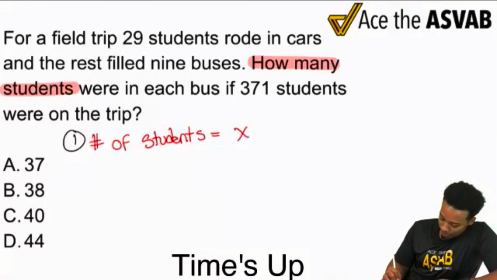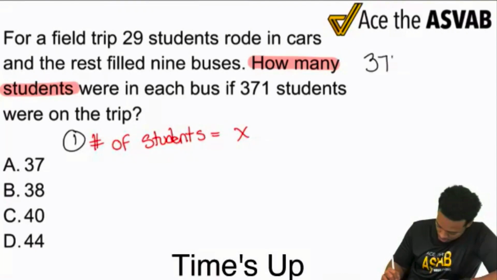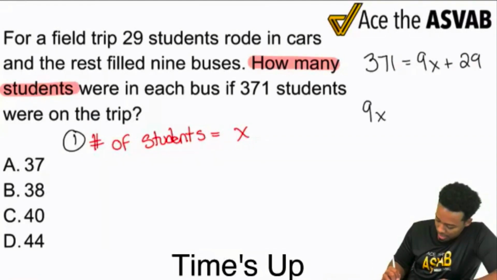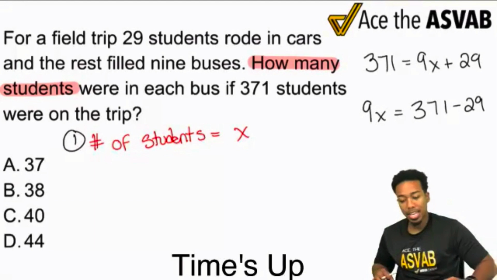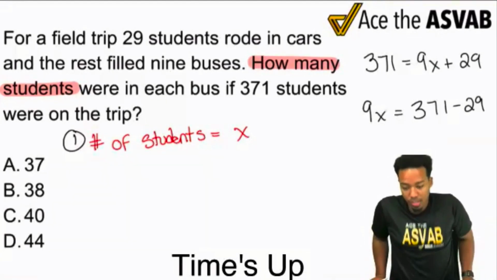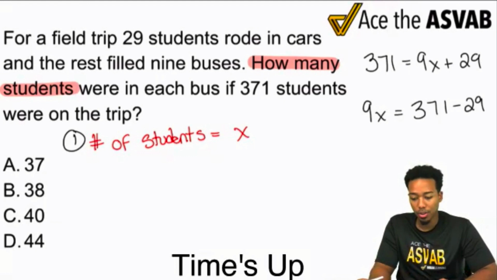So with that, here are the 2 different setups that you could have. You could have had 371 equals 9x plus 29. And then the other setup that you could have had was something like this: 9x equals 371 minus 29. Either one of those would have worked.